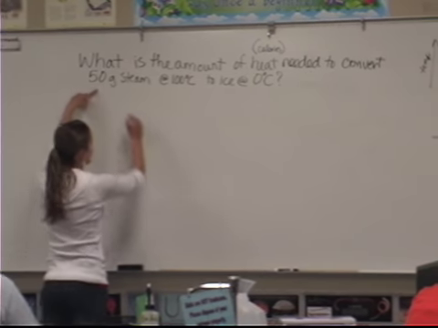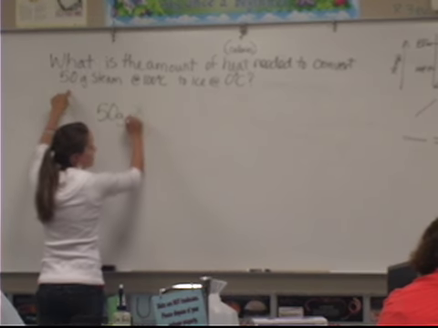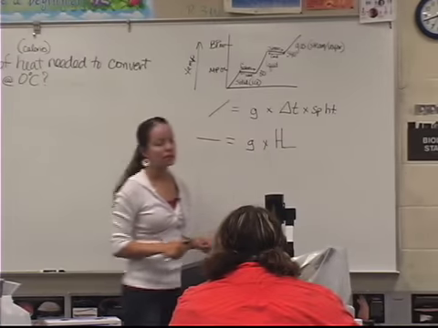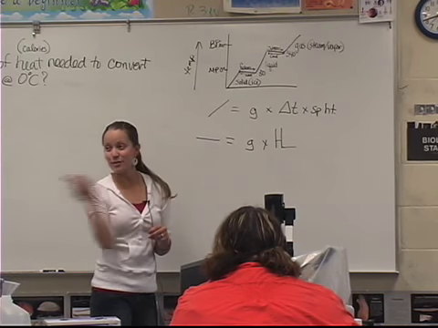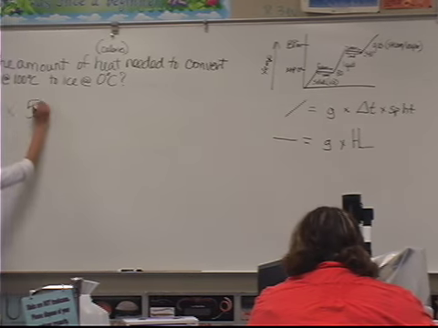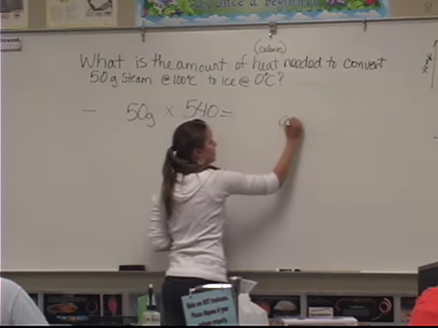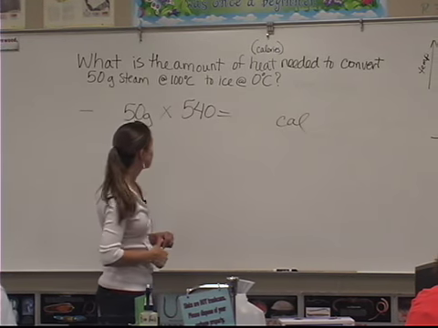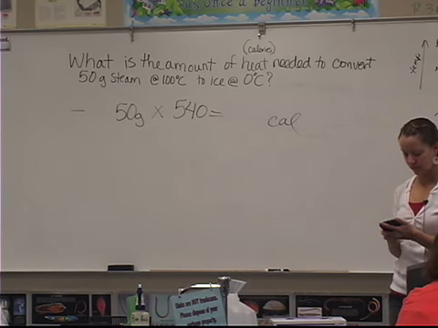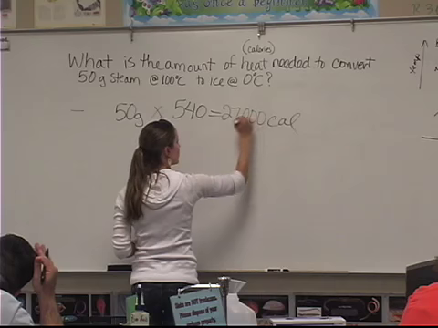So grams, we have 50 grams. Times the heat of what? From here to here is the heat of what? Vapors if we're going the other way. So condensation, heat of condensation, still the same number though. So times 540. That's going to give me a certain number of calories. Did you get 27,000? Good, then I'm right.